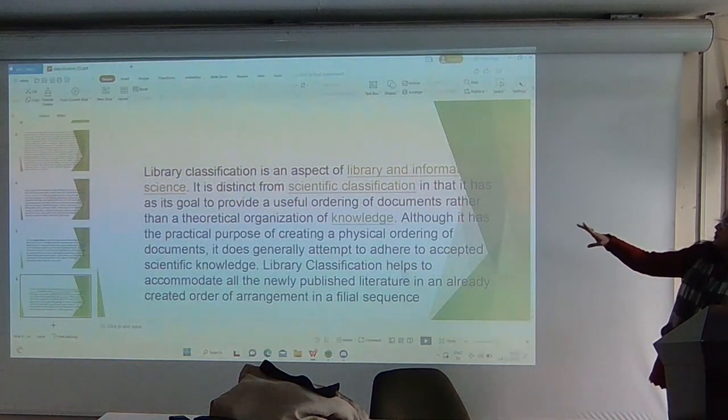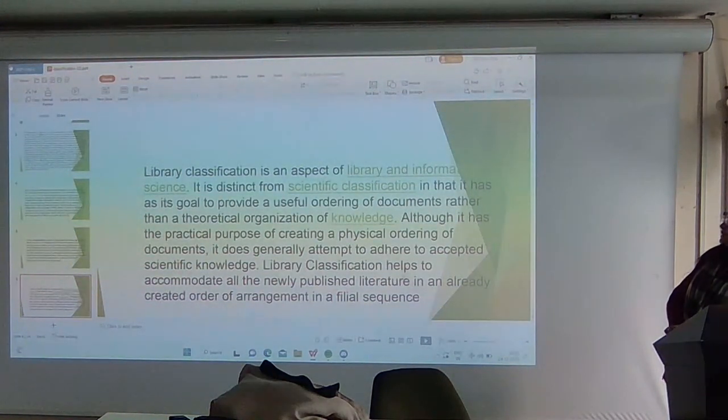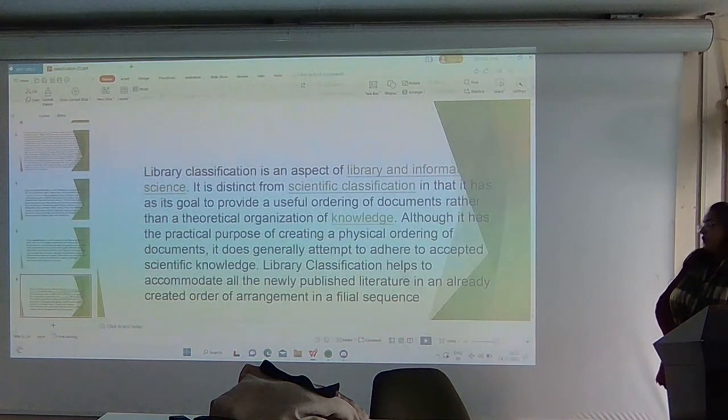Now, the library information aspect is distinct from scientific classification. The goal is to provide a useful ordering of documents rather than a theoretical organization of knowledge. So it has the practical purpose of creating a physical ordering of documents. It does generally attempt to adhere to accepted scientific knowledge, and it also helps to accommodate all newly published literature in an already created order of arrangement in a pillar sequence.